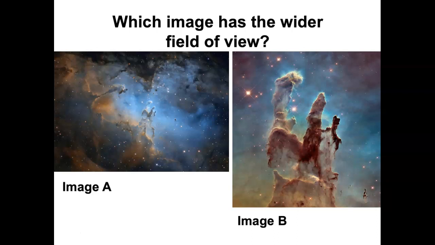Well, image A is, right? Because this image is 7 arc minutes, and image B is only 1 arc minute wide. The object has not changed size, right? We haven't done anything to the nebula itself. The nebula is just a cloud of gas floating out there in the galaxy. But what we've done is we've zoomed in or zoomed out to get a wider image or a narrower image.